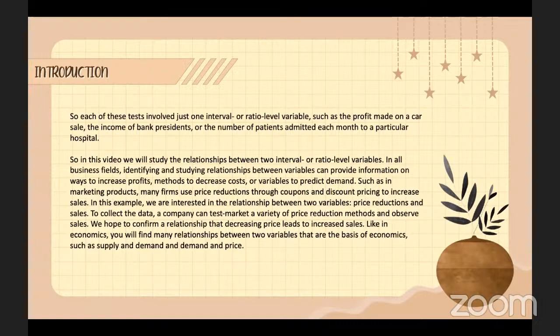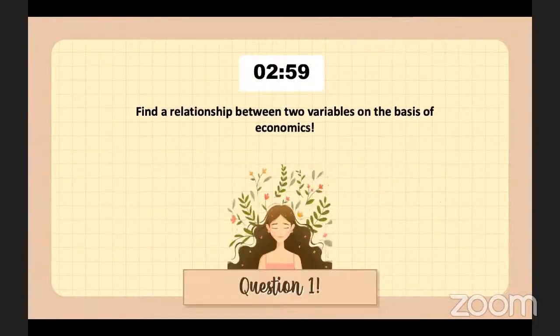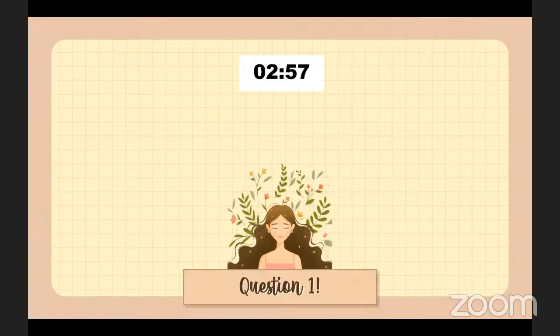To collect the data, a company can test market a variety of price reduction methods and observe sales. We hope to confirm a relationship, that decreasing price leads to increased sales. Like in economics, you will find many relationships between two variables that are the basis of economics, such as supply and demand and price, etc. On to the question. Question number one: find a relationship between two variables on the basis of economics.